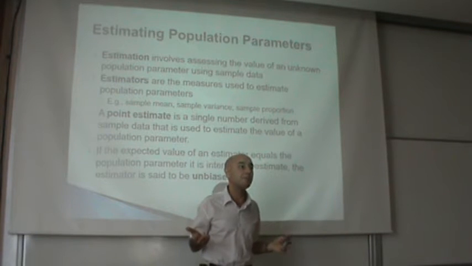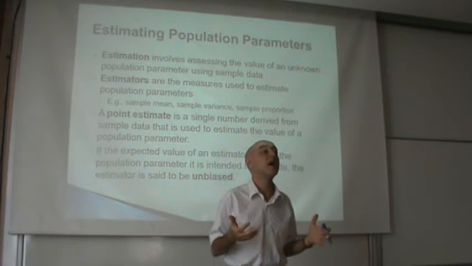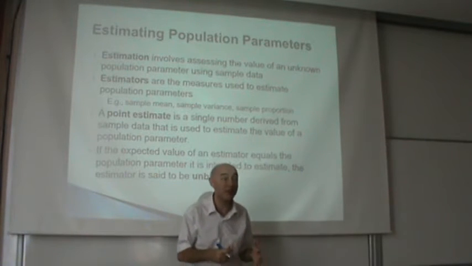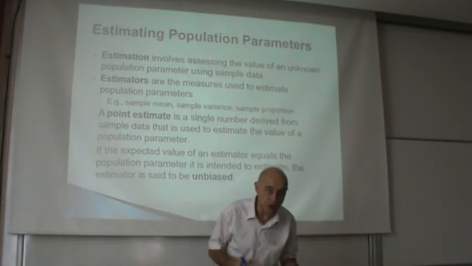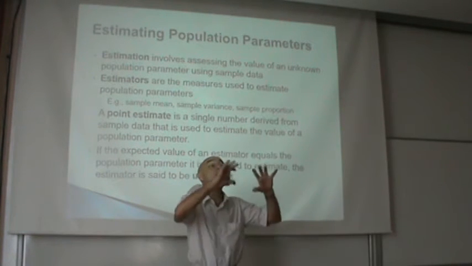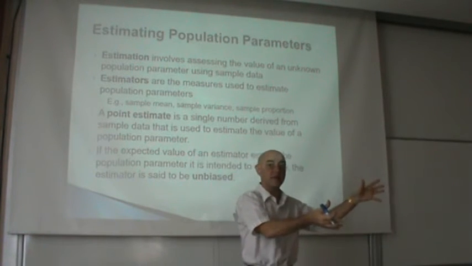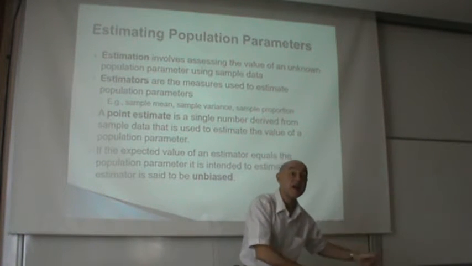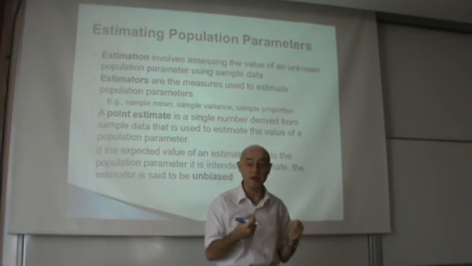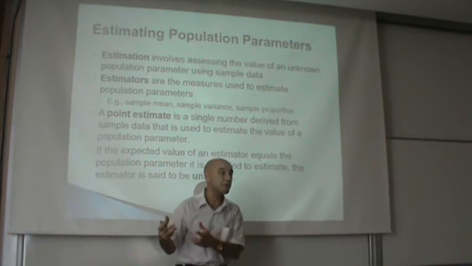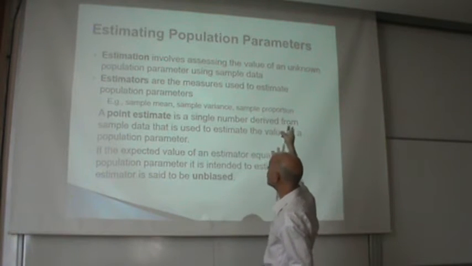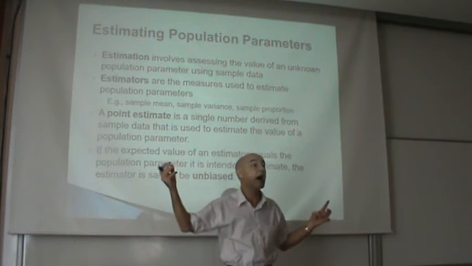After you got the sample, you need to do some estimation. Estimation is the next. So the first step is you need to get your goals, your objectives, figure out the game plan, meaning sampling plan. The second step is you gotta somehow get the data. Well, now the third step is estimation. And estimation is you assess the value of something unknown.